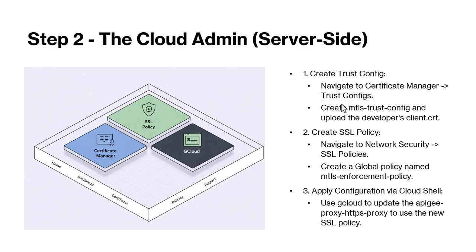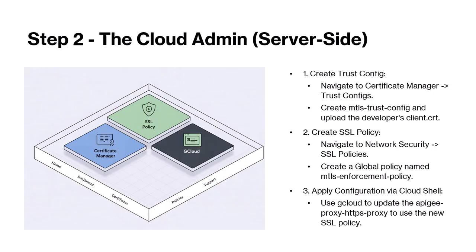First we created the trust config by going to the certificate manager, and this is our modern trust store, trust config, and here we'll upload the developer's client certificate to mark it as trusted, which we did. Secondly, we went to the SSL policies and created a global policy that was to be eventually used to enforce our rules. Finally, because the UI for the Apigee managed load balancer is locked, we will open a Cloud Shell and run a gcloud command to programmatically attach our new SSL policy to the target proxy, activating our configuration.